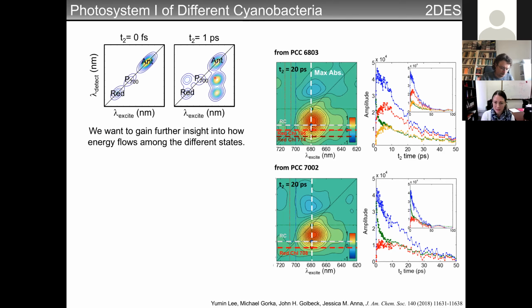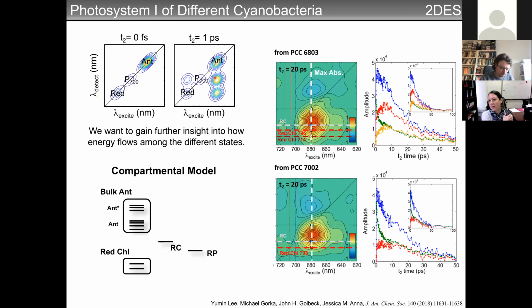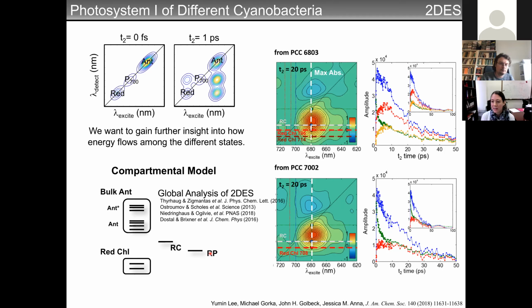All right, and so to do this, what we're going to do is use a compartmental model based off of previous pump probe spectroscopy on photosystem 1, where we have the bulk antenna, we can have red chlorophylls, we can have a reaction center and the radical pair. And then we're going to apply a global analysis to the 2D spectra. And there's been a lot of previous studies establishing how to do this and the power of global analysis for interpreting the 2D spectra.